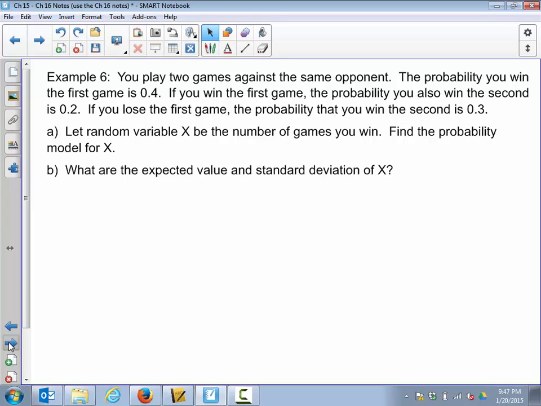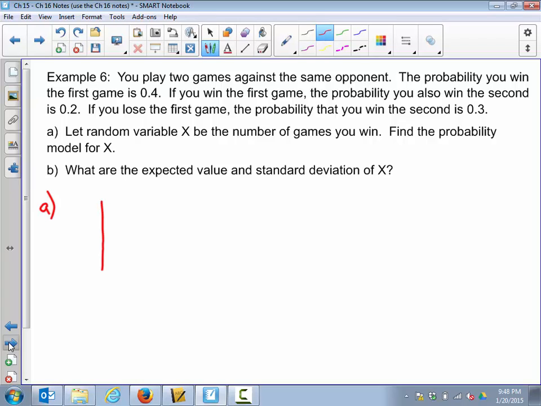Okay, next slide, last slide coming up. Let's check it out. We've got example 6. You play 2 games against the same opponent. The probability you win the first game is 0.04. If you win the first game, the probability you also win the second game is 0.2. If you lose the first game, the probability that you win the second is 0.3. Let random variable x be the number of games you win. Find the probability model for x.